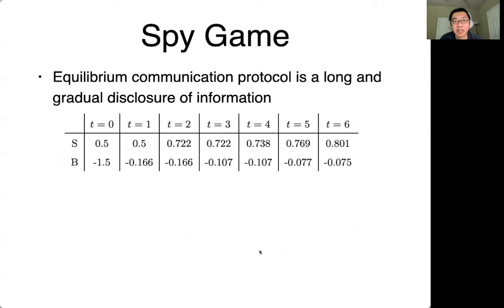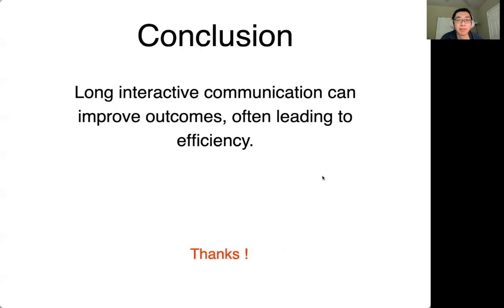And we implement some experiments in this game, and it shows that in equilibrium, the communication protocol is quite long and involves gradual disclosure of information. And we conclude our talk by repeating our main message, which is long interactive communication can improve outcomes and can often lead to efficiency. Thanks for listening.